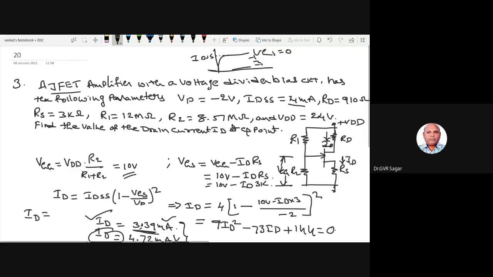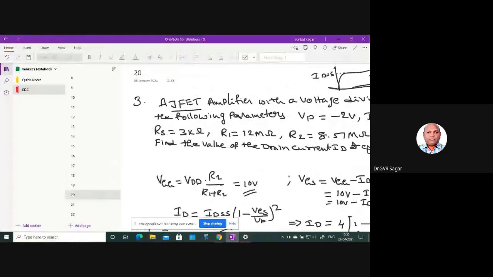Yeah, so these are the different biasing techniques of field effect transistor, and some problems I solved. Tomorrow also we will go through 1 or 2 problems, and FET acts as a VDR. After that we will go for the remaining topics. Any doubts you can raise now, or otherwise you can ask in tomorrow's class also. Then we will go through the next topic.